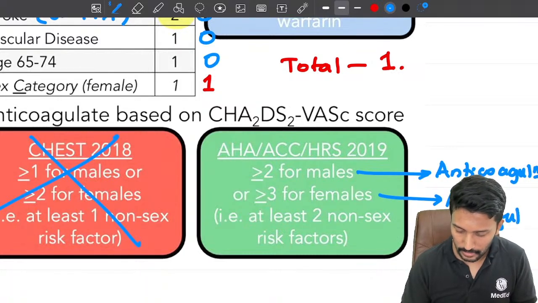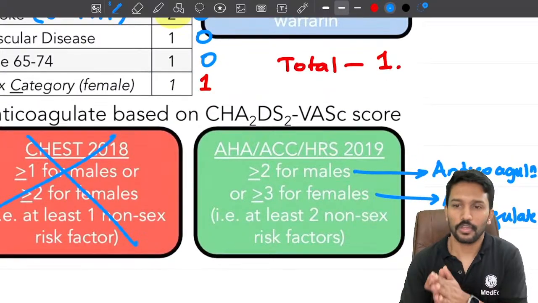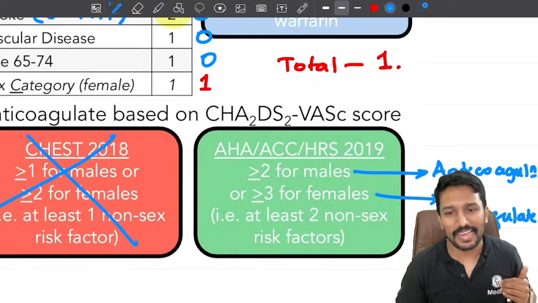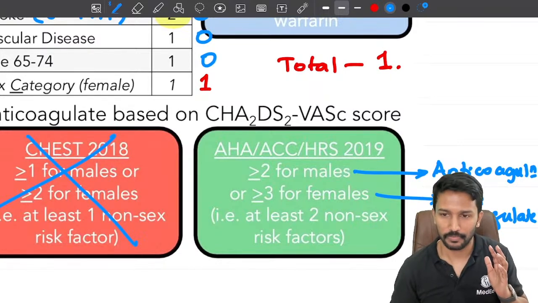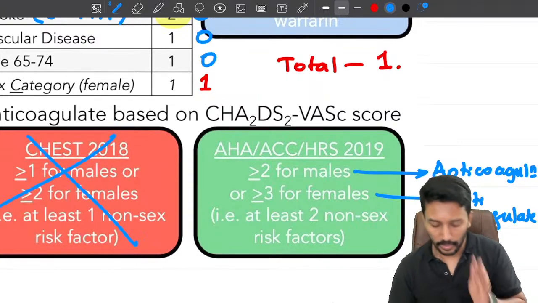So in this case, obviously the score is not more than or equal to 3. She is a female. The score is only 1. So what should we do? If the score is less than this number, right, we have to just give them aspirin. If it is more than this number, along with aspirin, we also give anticoagulation, right?